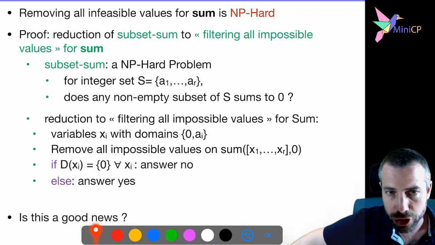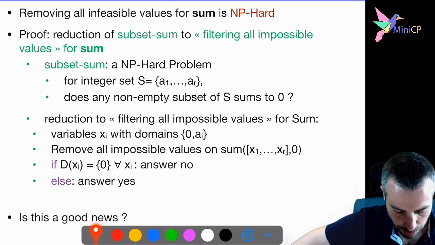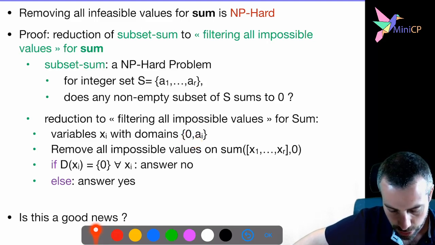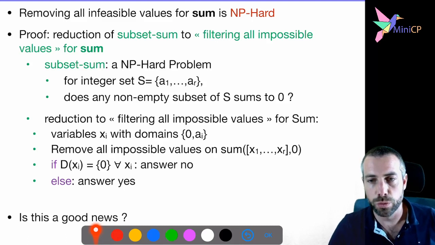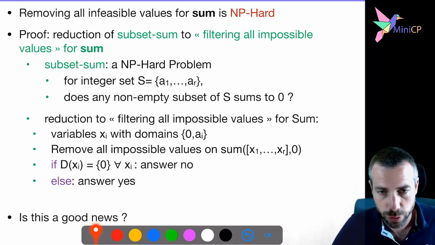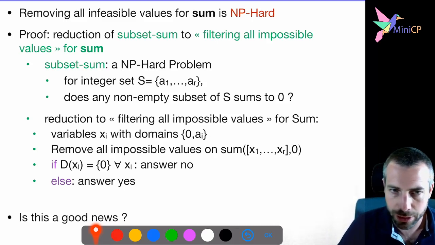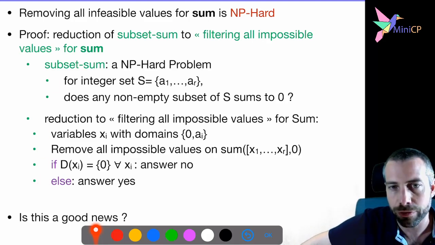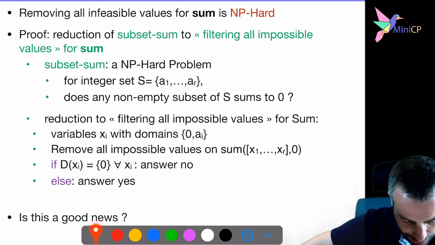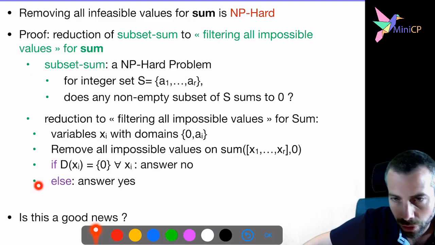And what we will do as a reduction is that we will create one variable for every value inside this set that is given in the subset sum problem. We create one variable with the domain 0 and ai, which is the corresponding entry in the set. And then if the filtering algorithm that you would apply for the sum constraint that is supposed to remove every inconsistent value tells you, yes, I think I'm still consistent and I didn't remove anything in that case, and if the answer is yes, it means that you found an answer for the subset sum problem, right? Because otherwise, since this algorithm is supposed to detect every possible inconsistency, it would answer yes or no correctly.